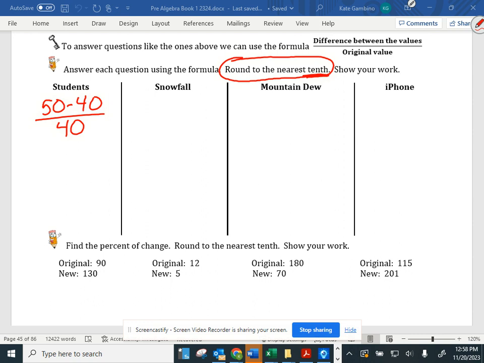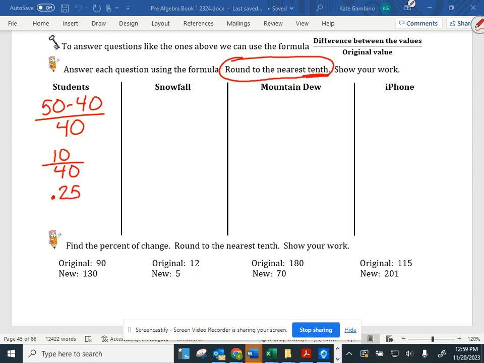Let's focus on math. So even though 50 is the new number and 40 was the last number, it's still a difference of 10. We don't want negative numbers when we find a difference. It's just the difference of 10 divided by 40. What is 10 divided by 40? Jude? 0.25.